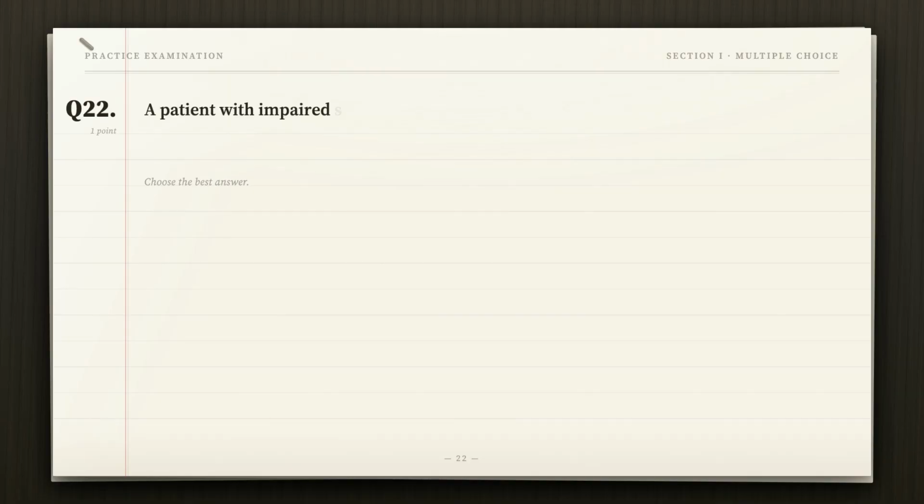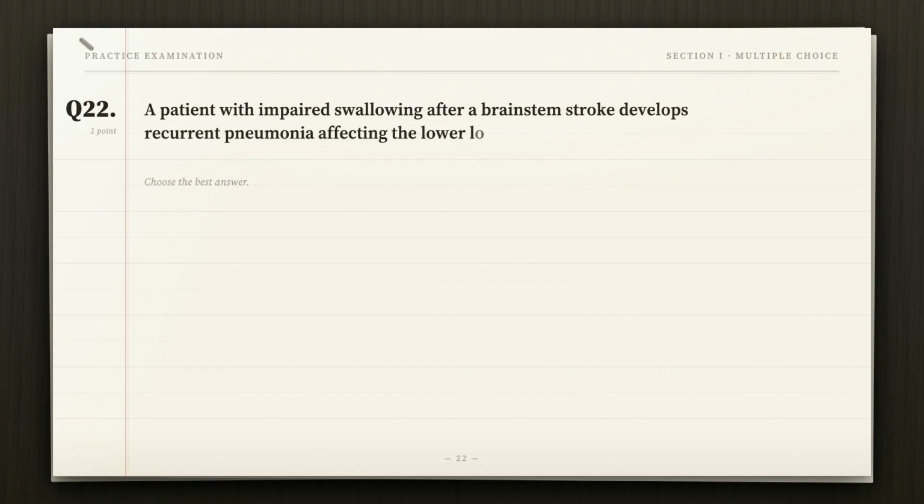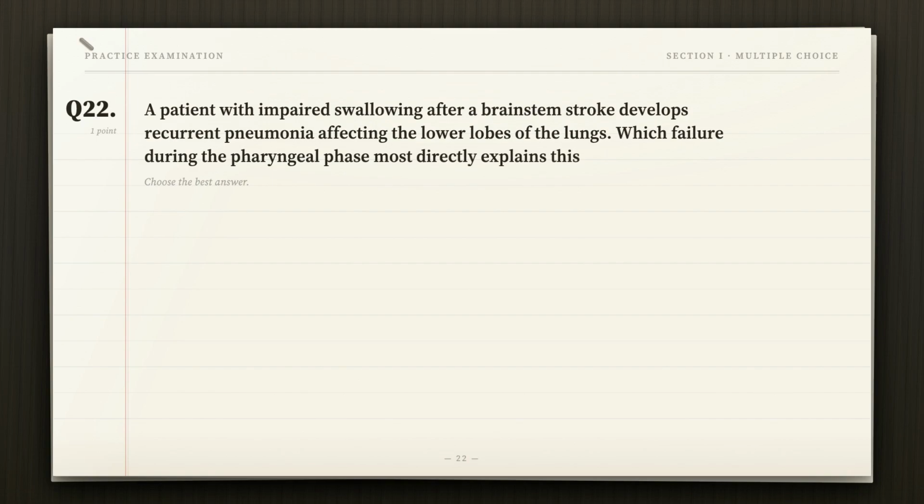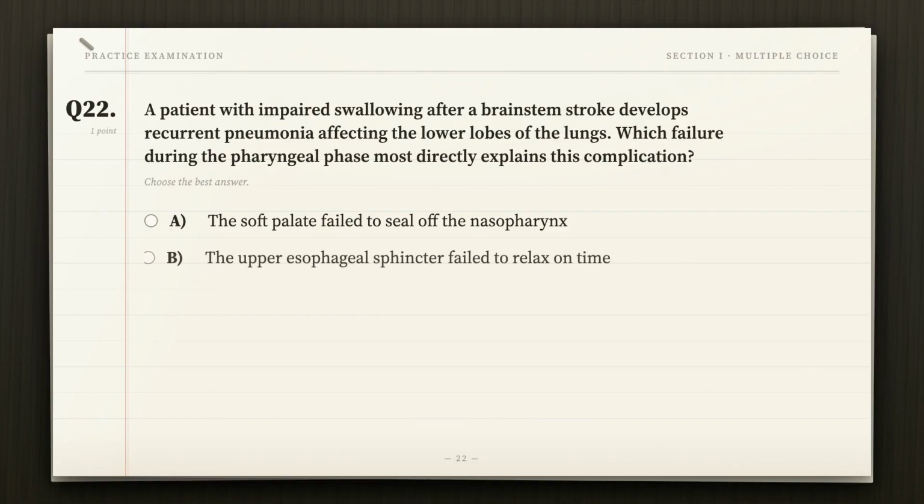Question 22. A patient with impaired swallowing after a brainstem stroke develops recurrent pneumonia affecting the lower lobes of the lungs. Which failure during the pharyngeal phase most directly explains this complication? Your options are A. The soft palate failed to seal off the nasopharynx. B. The upper esophageal sphincter failed to relax on time.